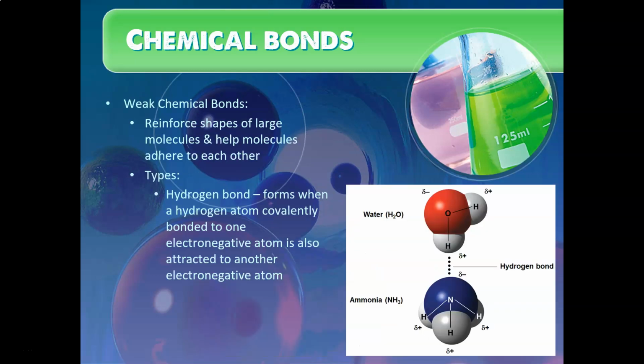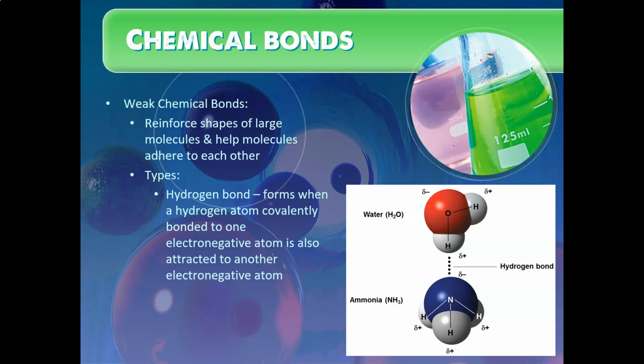Then we can talk about weak chemical bonds. So these guys are really more about the shape of these large molecules and these molecules adhering to each other. So when we talk typically about strong chemical bonds, they're usually interatomic, between atoms. When we look at weaker chemical bonds, these are usually intermolecular, or between molecules.